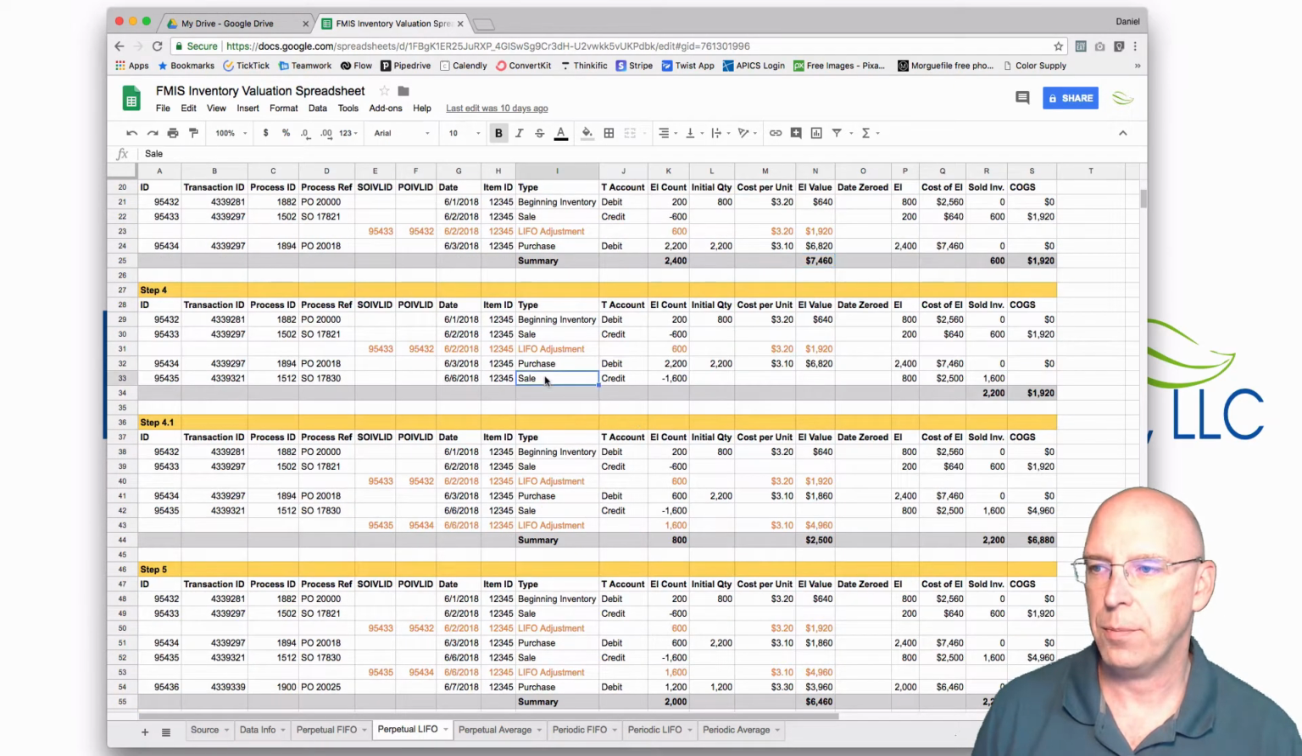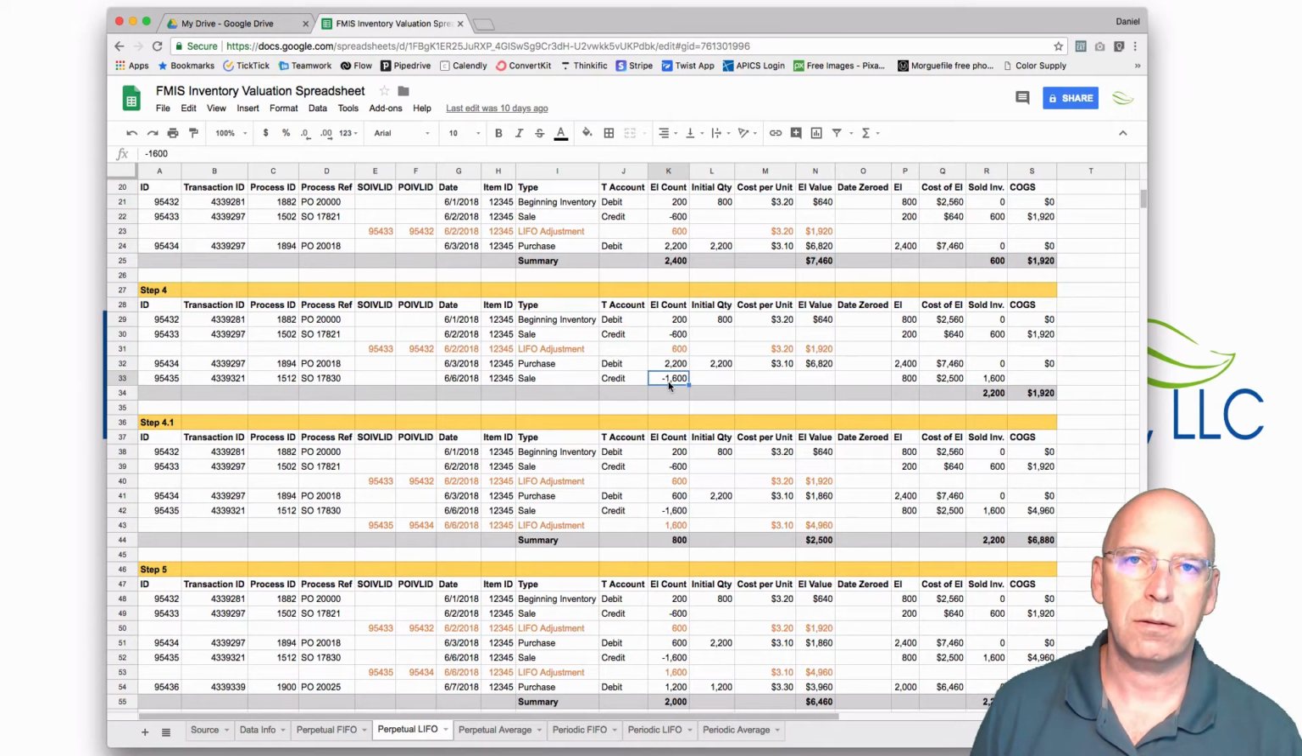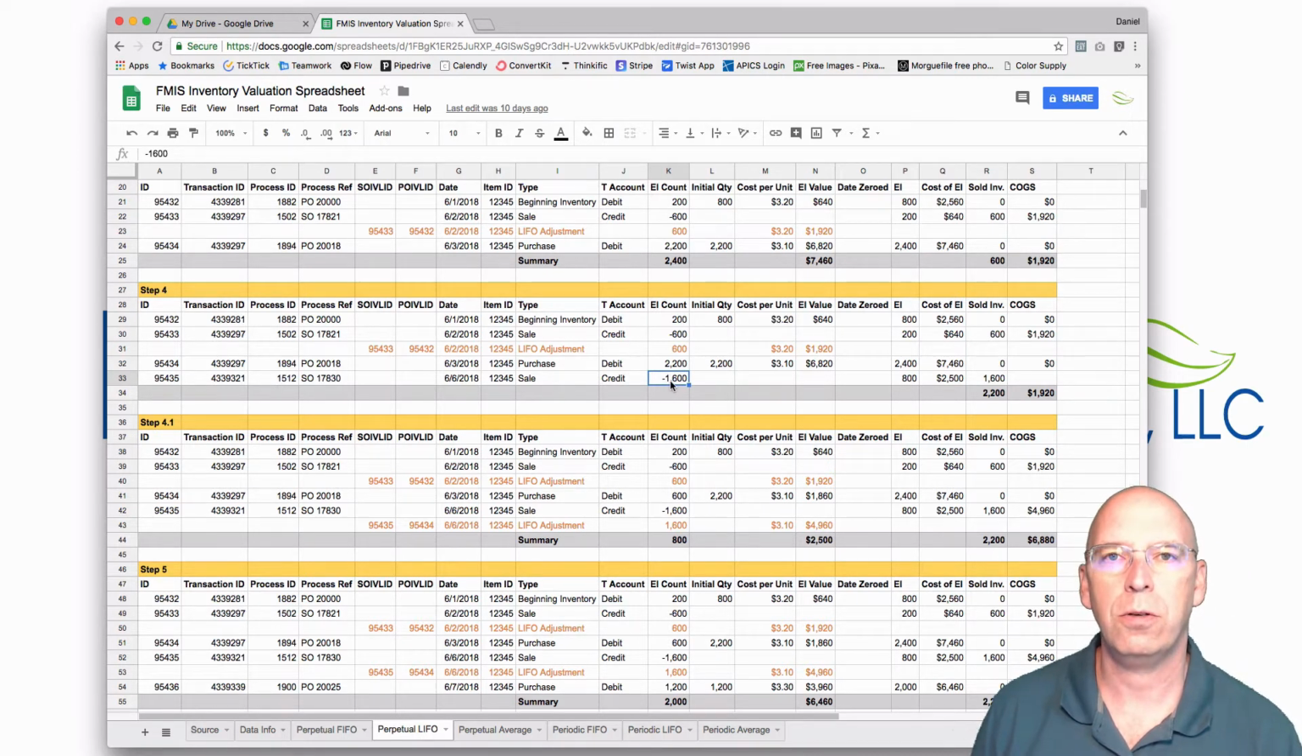The next thing that happens is we have a sale. We're going to sell 1,600 units. This time in LIFO, last in, first out, what we want to do is take that 1,600 units from the most recent purchase. To do that, we can see we have a purchase right above us of 2,200 units. 16 is less than 22, so we should be able to take all of our units from there. Again, just for costing purposes is what we're doing.